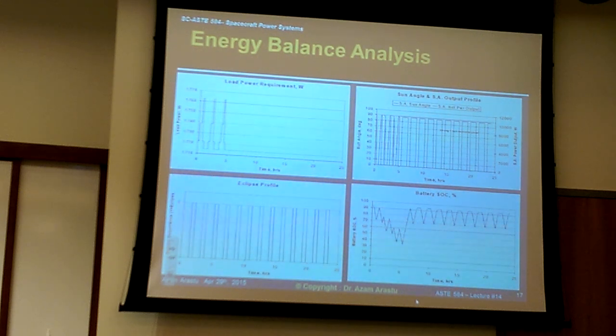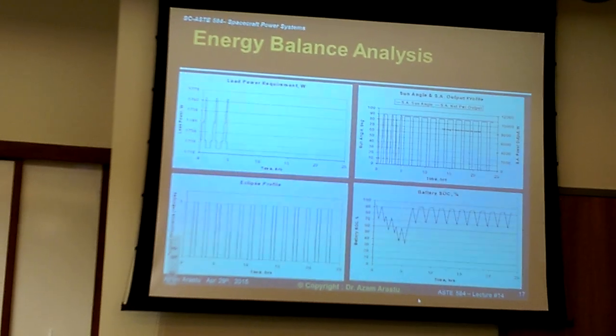Because the way you design a spacecraft, you don't want to design the array at the peak power. So what I try to do is design the solar array such that I have an average load. And when this peak comes in, I take it off the battery. So you can see, when those peaks come in, I'm dipping into the battery.